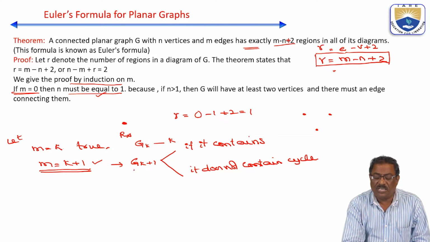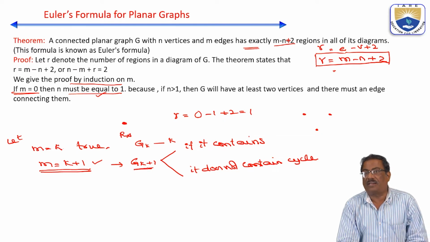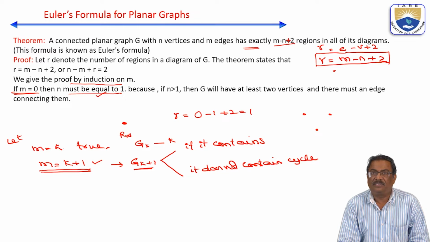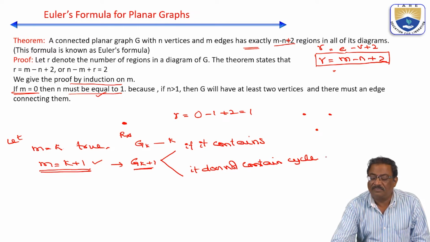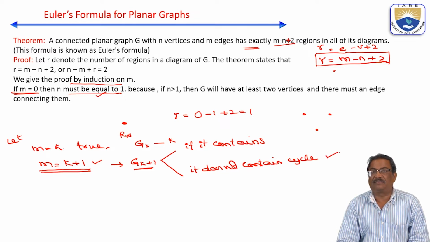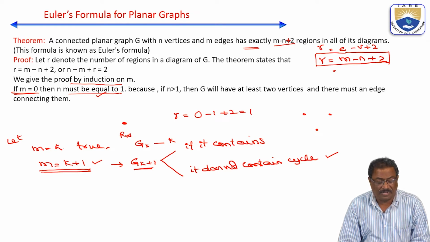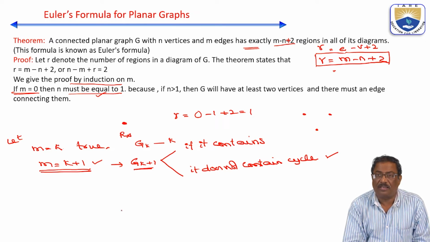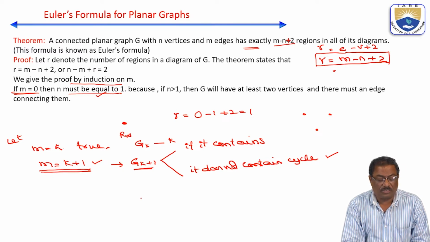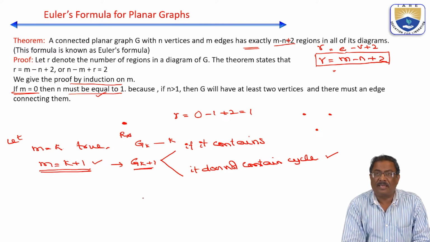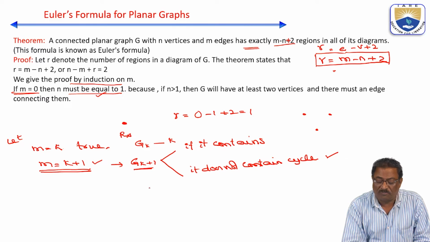So G_(k+1) is the graph which has k plus 1 edges. Now let us assume that it does not contain any cycles. If the graph does not contain any cycles, then automatically it is circuitless, and we can say that it forms a tree. Let us say that the graph G_(k+1) is like this.